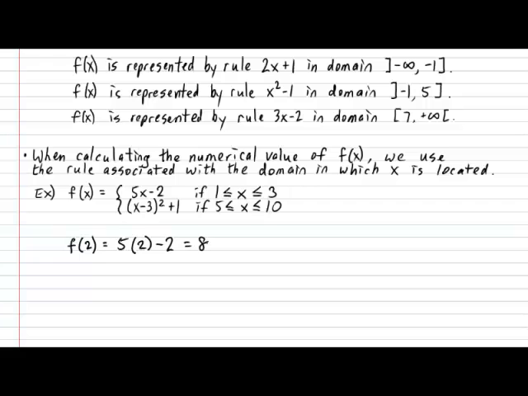Now suppose we calculate the numerical value of f of x when x is 6. Now for this particular x value, 6, it is located in the interval 5 all the way to 10. And that interval is linked to the quadratic function (x minus 3) all squared plus 1. So that is the rule that we have to use when x is 6. So plugging in 6, we get (6 minus 3) all squared plus 1, giving us a final value of 10.